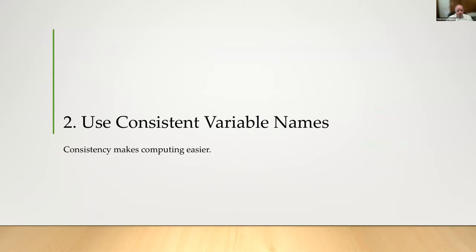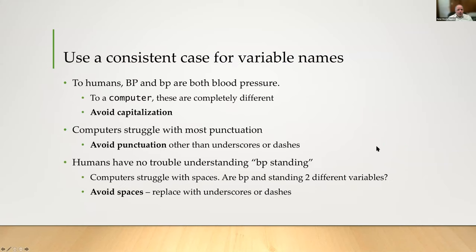Number two, use consistent variable names. Consistency makes computing a lot easier. Using a consistent case for variable names is really helpful. To humans, capital BP and lowercase BP are both blood pressure, but to a computer, these are completely different. So in general, avoid capitalization.